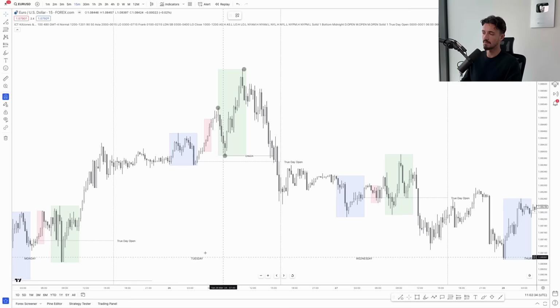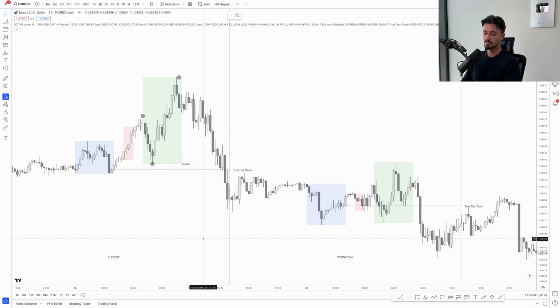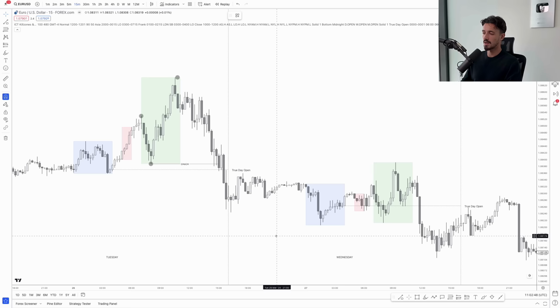If you can align everything inside of those pictures and combine them with your intraday perspective, that is where you're really going to have the most breakthroughs. So price changes character. This is where I'm most likely going to want to go short.